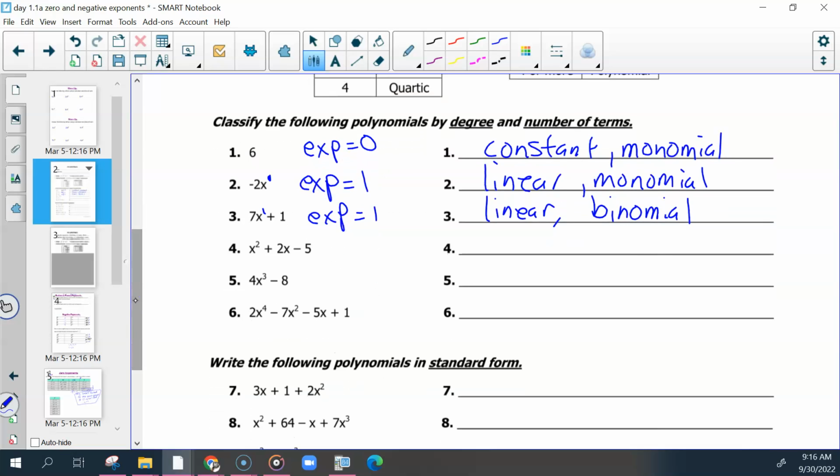Number 4. What is the degree? Quadratic, because we have it squared. I feel like the ones with exponents are easier to see. How many terms do we have? 2. So it's binomial. Do we have only 2? 3. 3. Trinomial. There we go.